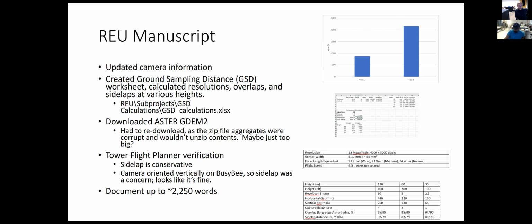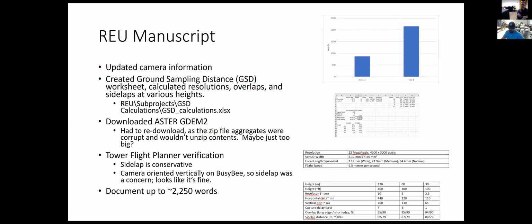These are in the spreadsheet here. If I program Tower at 80%, it's giving me a distance of 55.1 meters. And essentially the numbers that I have suggest that the side lap, when it's horizontally oriented, is actually about 87%, and if it's vertically oriented, 78%. So long story short, when I tell Tower I want an 80% overlap, it's going to give me about an 80% overlap with the camera vertically oriented and 90% if it's horizontally oriented.